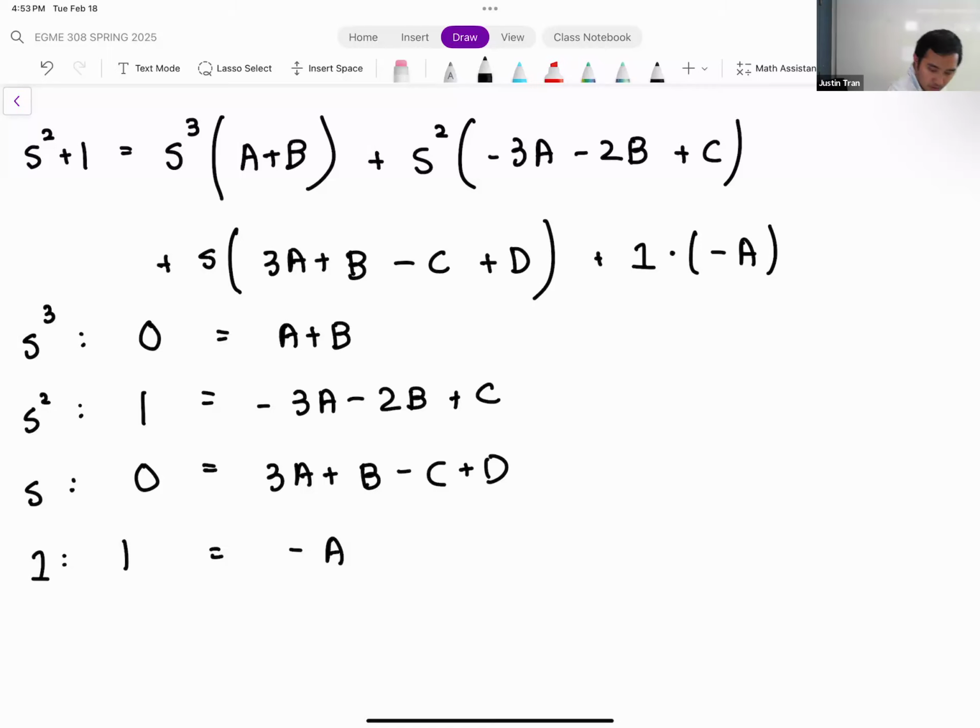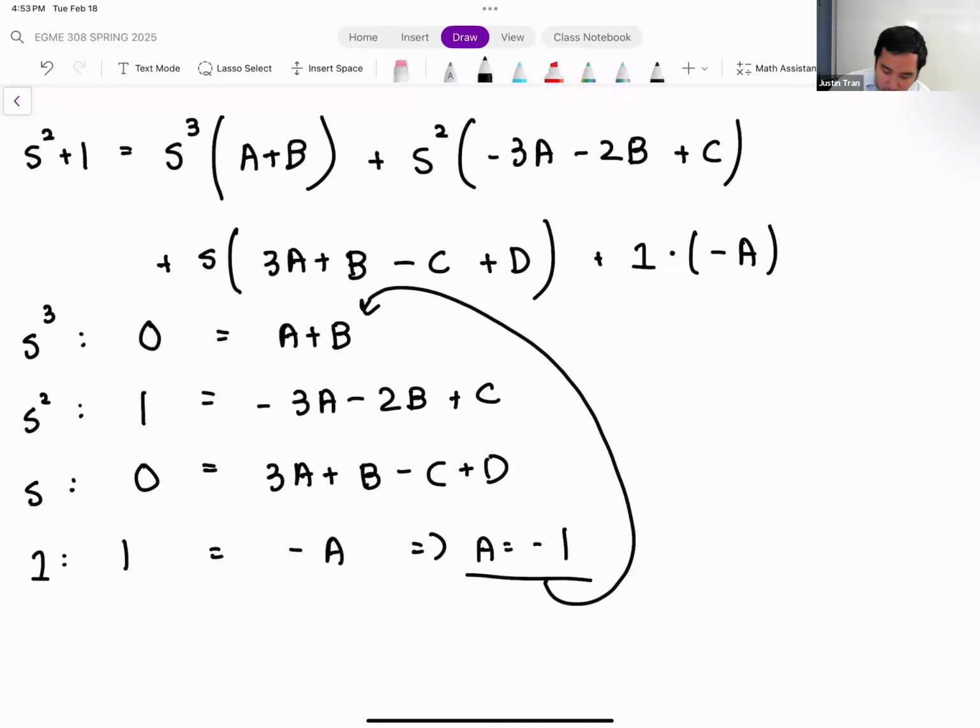Okay, good. So let's go ahead and solve this system. On the last equation there, we can see that A is equal to minus 1. We see our first equation is just a plus b is equal to 0. So that means we can take this a and plug it in up here. And so we get b is equal to 1.